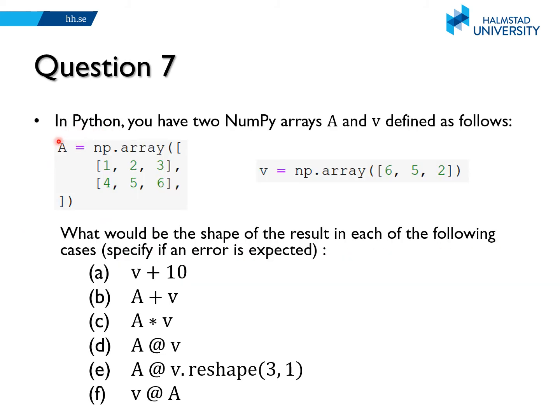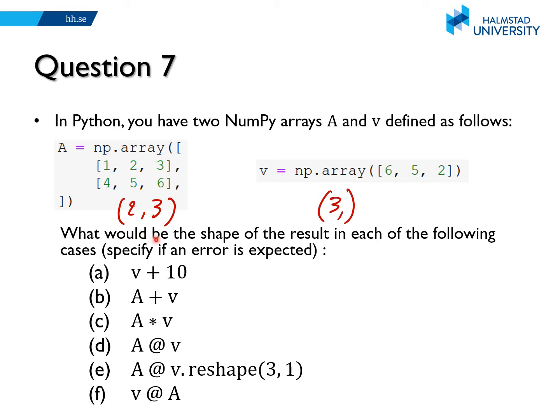Suppose that in Python you are given a two-dimensional array A and a one-dimensional array V. So this one has shape 2 by 3 and this one has shape 3. So 2 rows, 3 columns here, and this one has just shape 3. It's just a rank 1 array. It's not considered as a column or as a row. It's just an array of 3 elements.